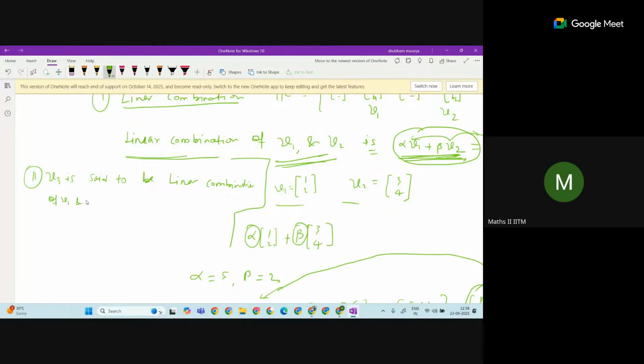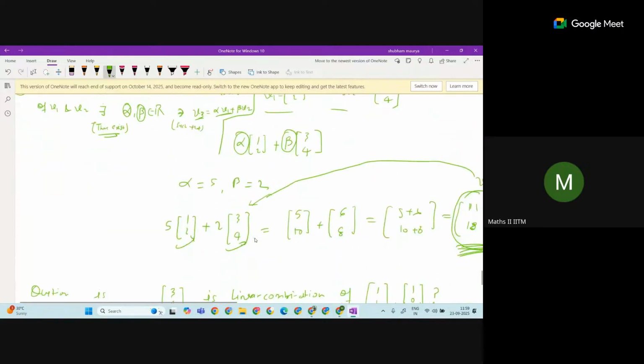of V1 and V2 if there exist, this is the sign for the words there exist, a short form, there exist alpha and beta, scalars, such that, this is the sign for such that, V3 equals alpha V1 plus beta V2. That means I am able to get some scalars alpha and beta such that I can write V3 in terms of V1 and V2.